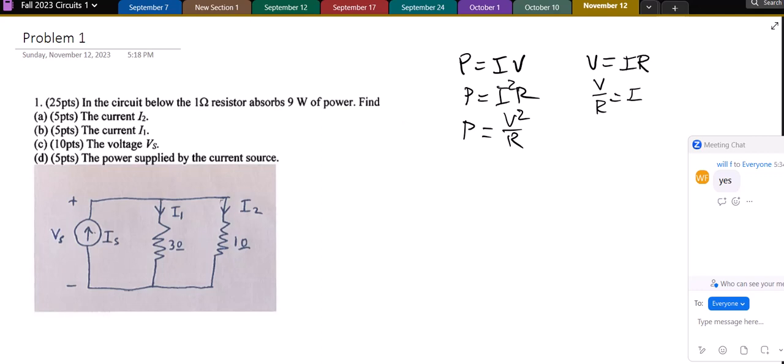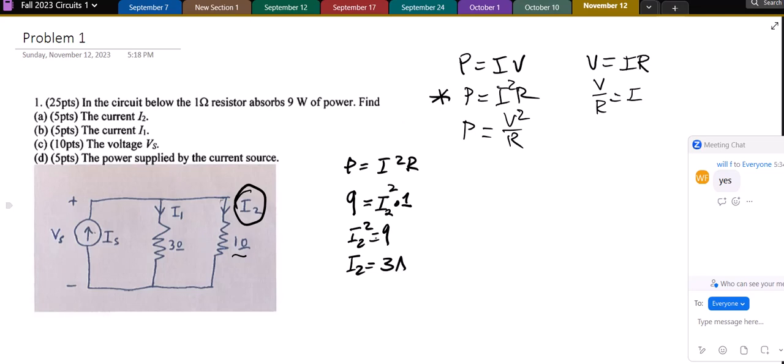So the first thing that I'm looking for is I2, and I have this formula right here. I have power, I have the resistance, so I can find I2. So the power is 9 watts, so P equals I squared R. So 9 watts equals I times 1, and so this is I2 squared. So I2 squared equals 9, or I2 equals 3 amps.